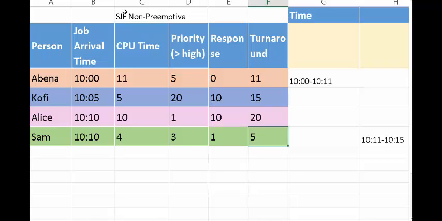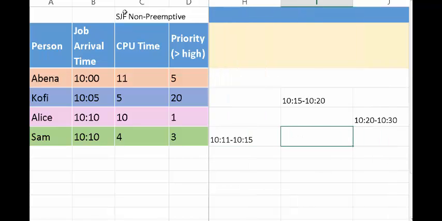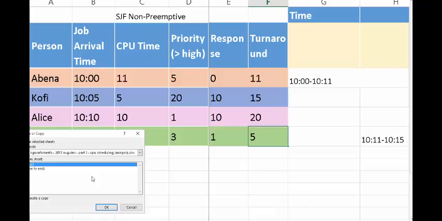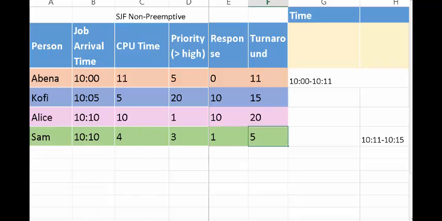Let's do preemptive shortest job first. So you see, with non-preemptive, we don't stop people from running. It's easy to do. Let's duplicate everything here and make a copy. Okay, shortest job first with preemption. Let's do this.